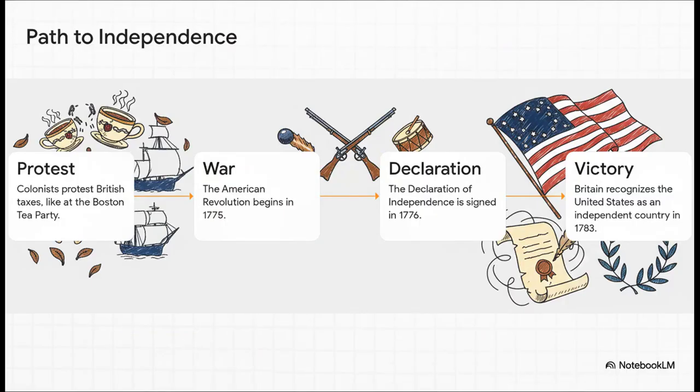So how does that anger turn into a brand new country? Well, first came the protests, right? You've probably heard of the Boston Tea Party. But things kept escalating, and it exploded into a full-blown war in 1775. Just a year later, colonial leaders signed the Declaration of Independence, which was this incredibly bold statement saying, hey, we're our own country now. And after years of fighting, in 1783, Britain finally agreed.